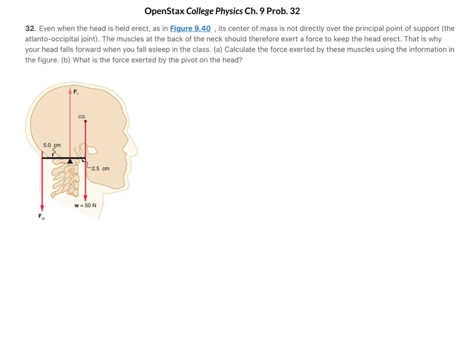Let's look at OpenStax's College Physics Chapter 9, Problem 32. Even when the head is held erect, as in the figure, its center of mass is not directly over the principal point of support, the atlanto-occipital joint. The muscles at the back of the neck should therefore exert a force to keep the head erect. That is why your head falls forward when you fall asleep in class or when you watch my videos. Calculate the force exerted by these muscles using the information in the figure, and what is the force exerted by the pivot on the head.